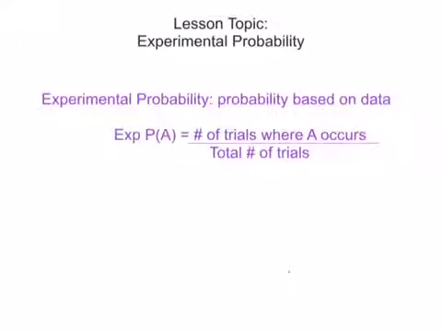So experimental probability is always the number of trials where A occurs. So the probability of A happening is the number of trials where A occurred divided by the total number of trials. Again, very similar to theoretical probability, which we've been working on, but it's based on the data, based on experimental information.